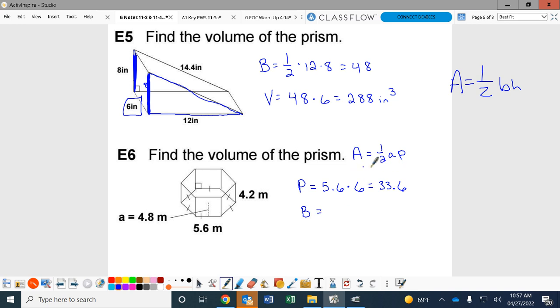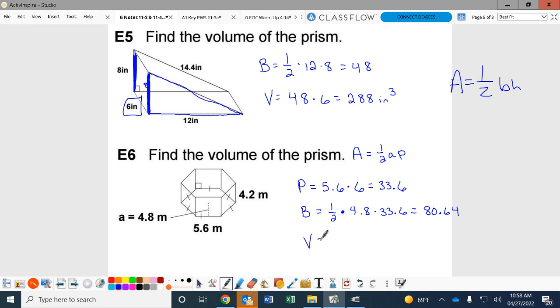Then we need to find the area of the base, which we're going to do by plugging into this formula. This is the area of a regular polygon formula, which is 1/2 times the apothem. Which number is the apothem? The 4.8 times the perimeter we just found, 33.6. 1/2 times 4.8 times 33.6. What's that give you? 80.64? Yes. There we go.